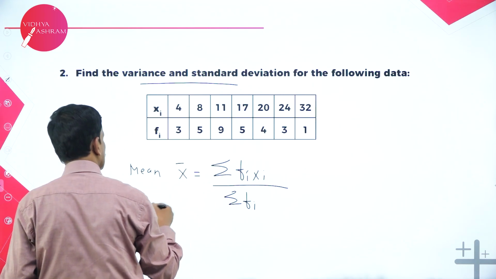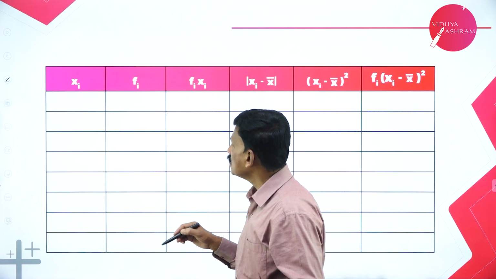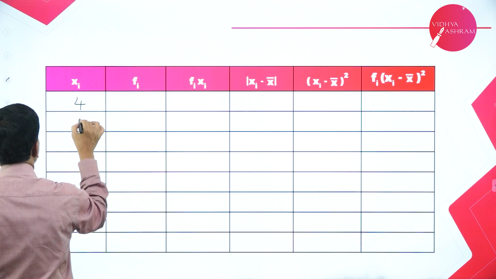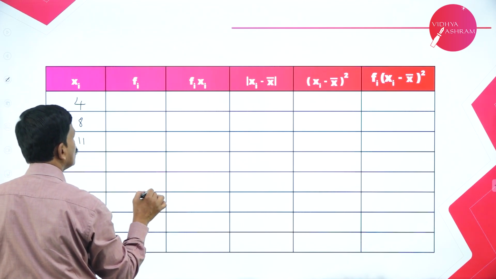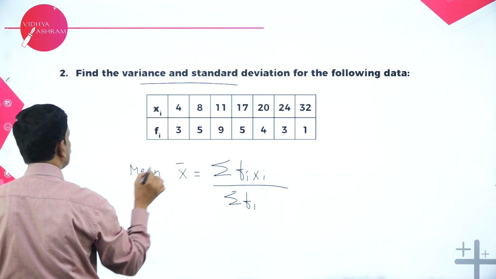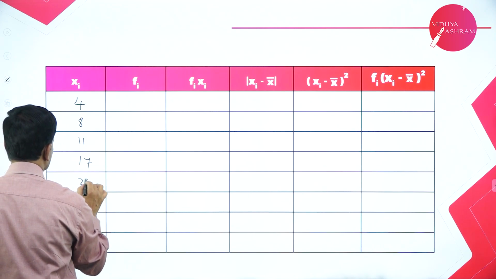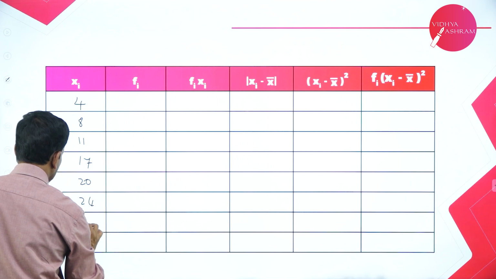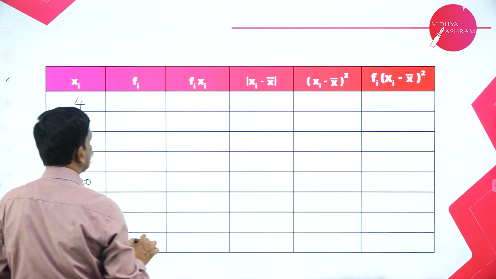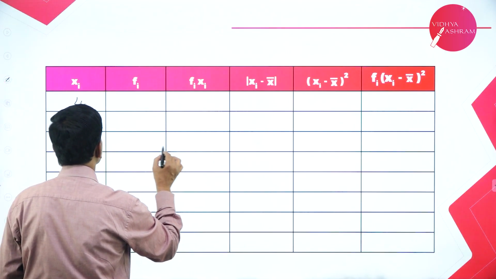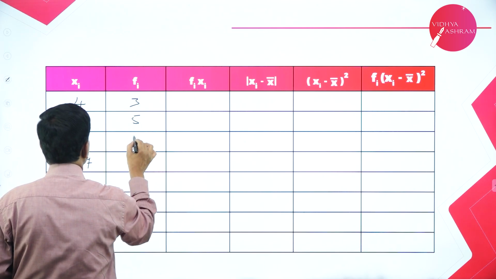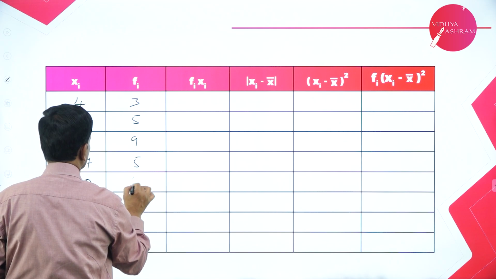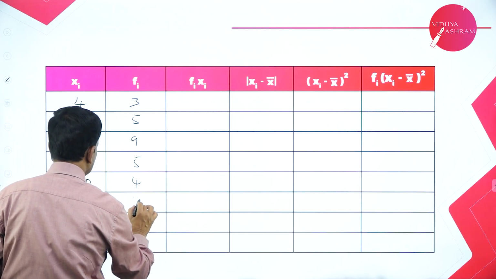Now let us arrange the given data in the table. So xi, what is xi? Xi contains 4, 8, 11, 17, 20, again 24 and 32. So fi, what is fi? 3, 5, 9, 5, 4, 3 and 1.